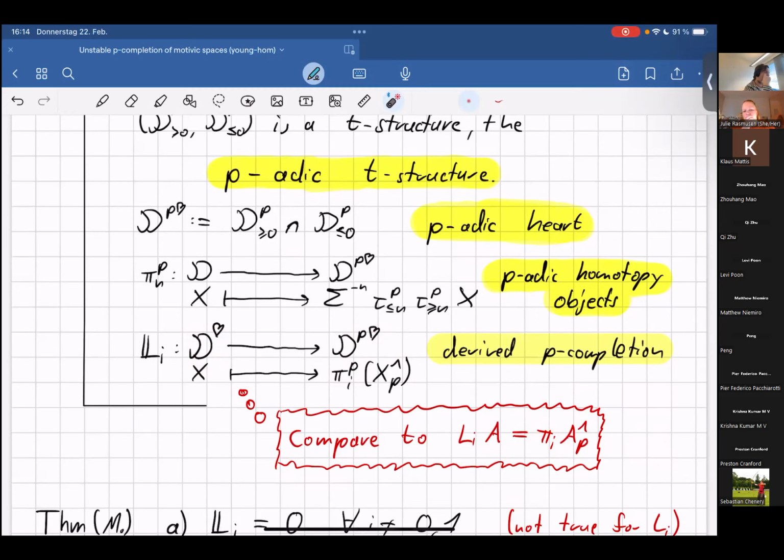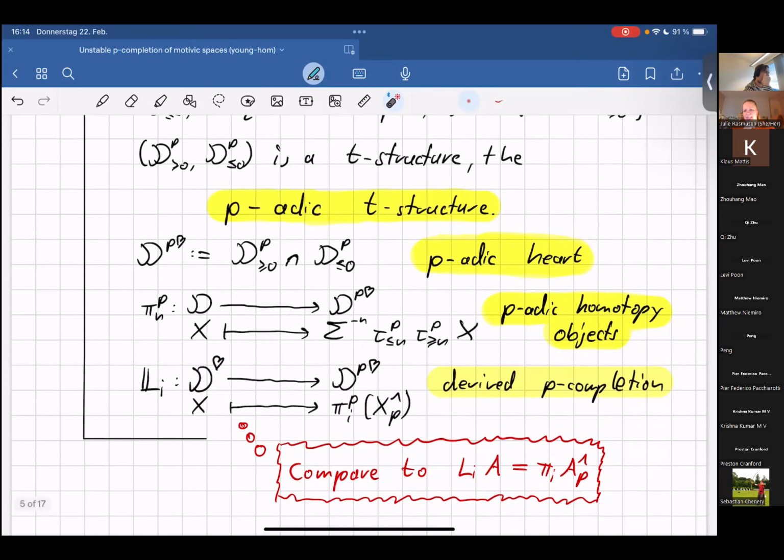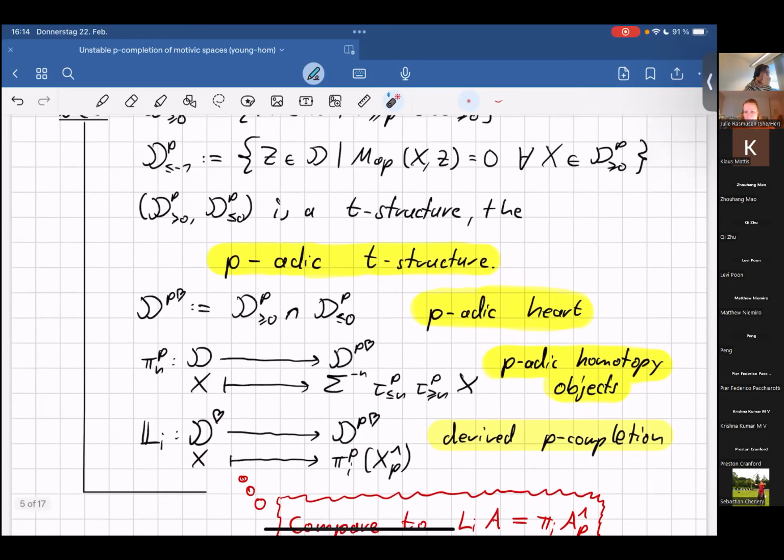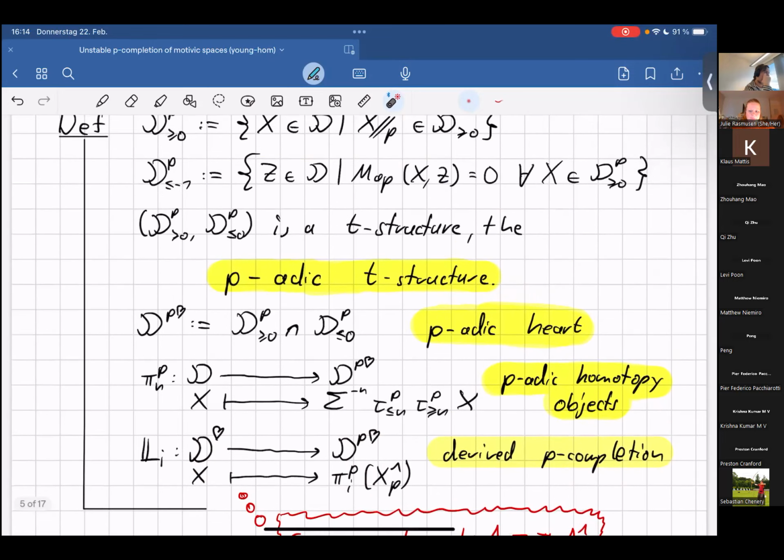And you can now ask us, yeah? Does this work for any category D to construct this T structure? Yes, this is very general. You can do this in any stable category.